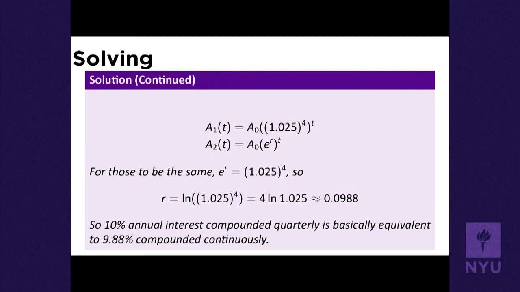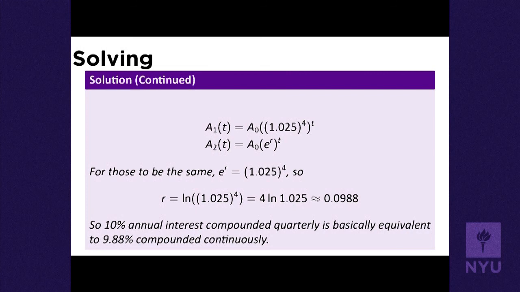Okay, well, if you just divide one by the other, if these are supposed to be the same, these are definitely the same. What you'll get is that 1.025 to the fourth power has to be e to the r. And so r is natural log of 1.025 to the fourth power. That is 4 times the natural log of 1.025, which is about 0.0988. Okay? So because we have a solution, we can say that 10% annual interest compounded quarterly is equivalent to 9.88% interest compounded continuously.